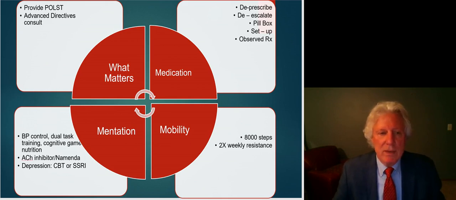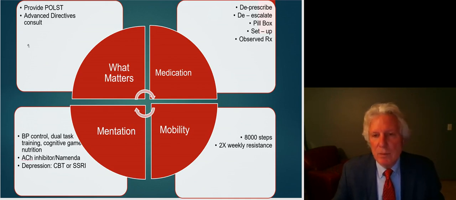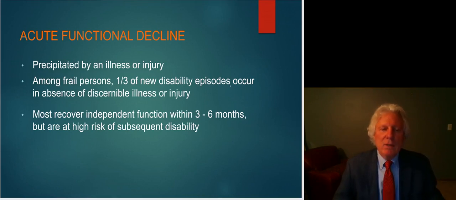the Mediterranean diet. And then in terms of what matters, if they don't have their advance directives, make the referral for advance care planning. That's important, and getting that documented. So practice the 4 M's and then come up with management plans that are consistent with what matters to the patient. I just want to make a brief reference to acute functional decline.